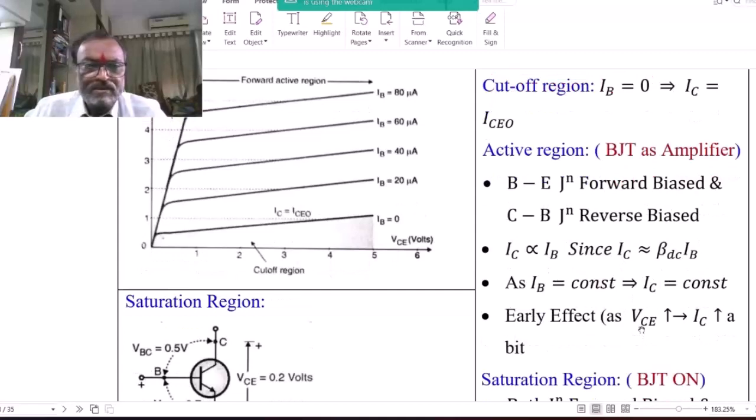As IB is constant, therefore IC is constant in the active region. There is one effect in this operation, called the early effect. When VCE value is increasing, the value of IC is increasing. See here in the characteristic, if VCE is increasing from low value to high value, the collector current is not constant. Even though IB is constant here, for example 20 microampere, the collector current is changing from this point to this point, and therefore there is a gradual slope to the output characteristic. That is because of this effect, called the early effect.